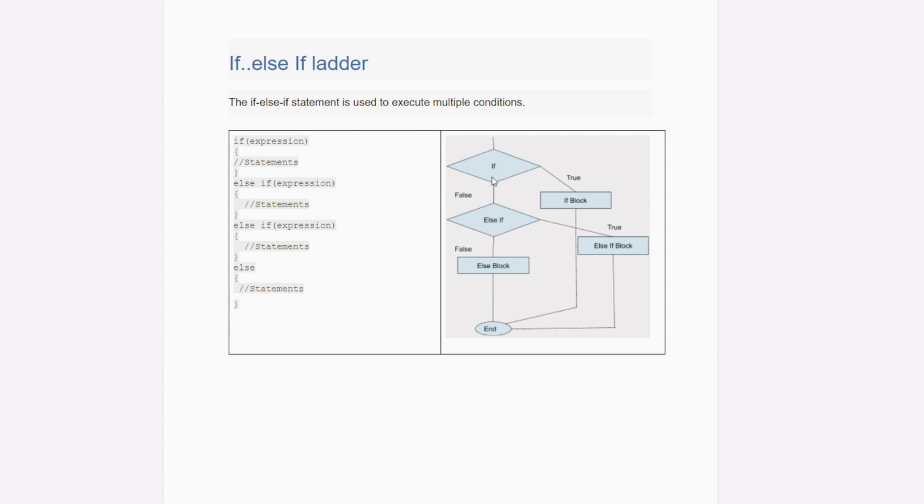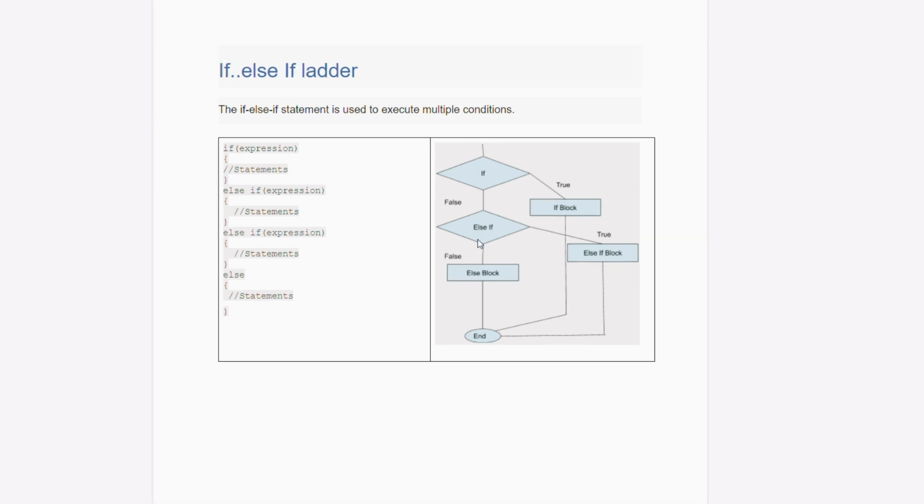If the first expression is false, then we'll be validating the next else if to check whether that condition has been satisfied. If that is true, then we'll be entering into that particular block and executing the statements inside the else if block. If not, the default one is the else block. Over here, when none of the conditions are satisfied, we'll be entering the else block and executing the statements inside the else block and continue.